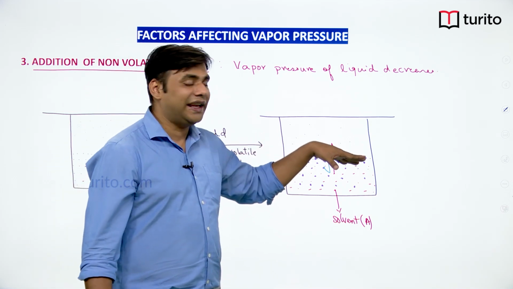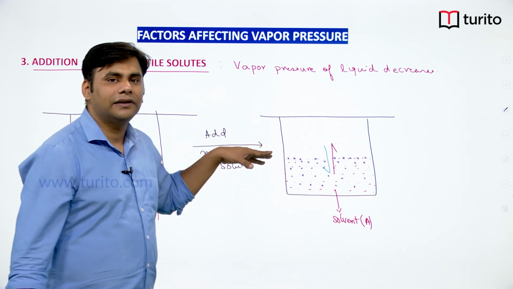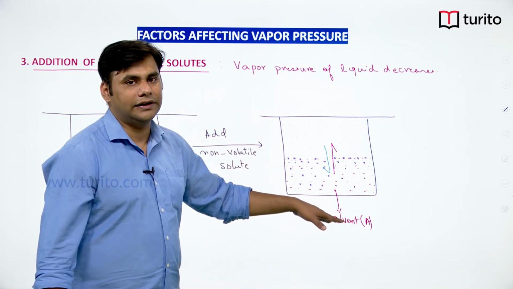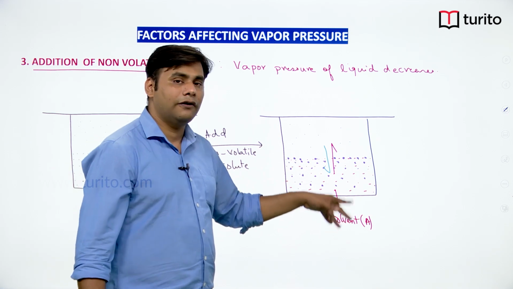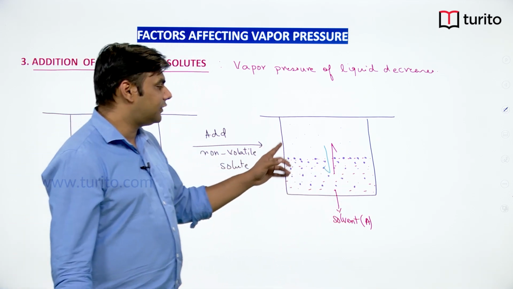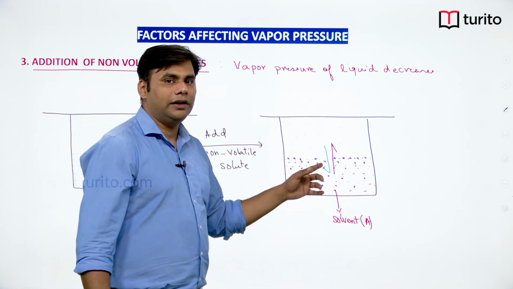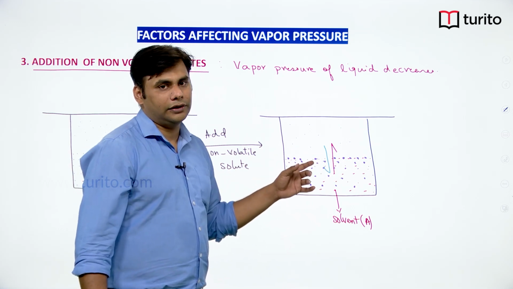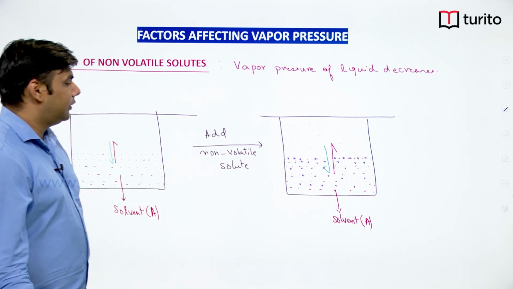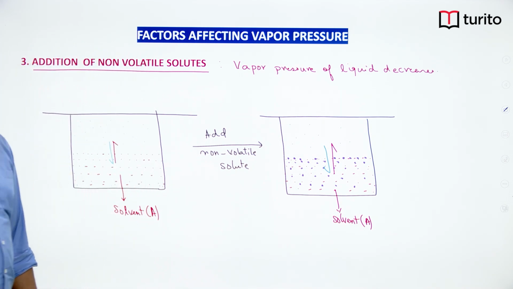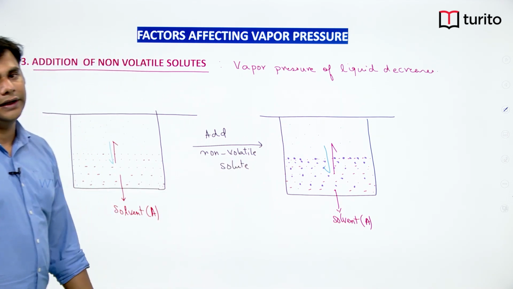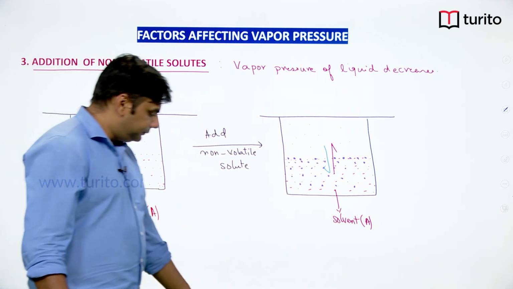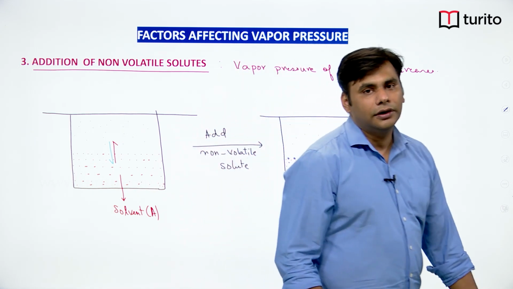So the number of particles at the surface of the component that was volatile would decrease. So in this case the number of particles of solvent at the surface would decrease because some of the positions have been occupied by the non-volatile solute. So the number of solvent molecules escaping out from the solution would decrease, hence the vapor pressure would also decrease. Okay, so these are the basic three factors on which vapor pressure depends.